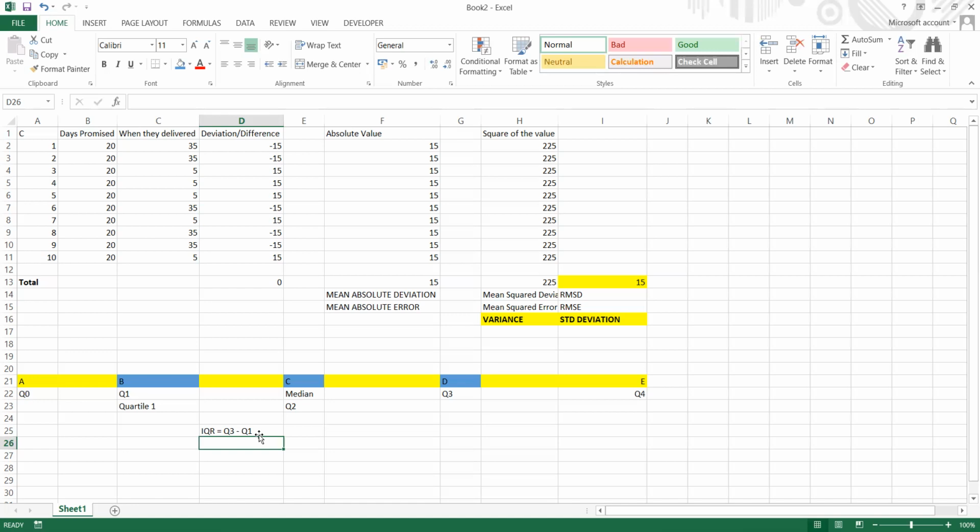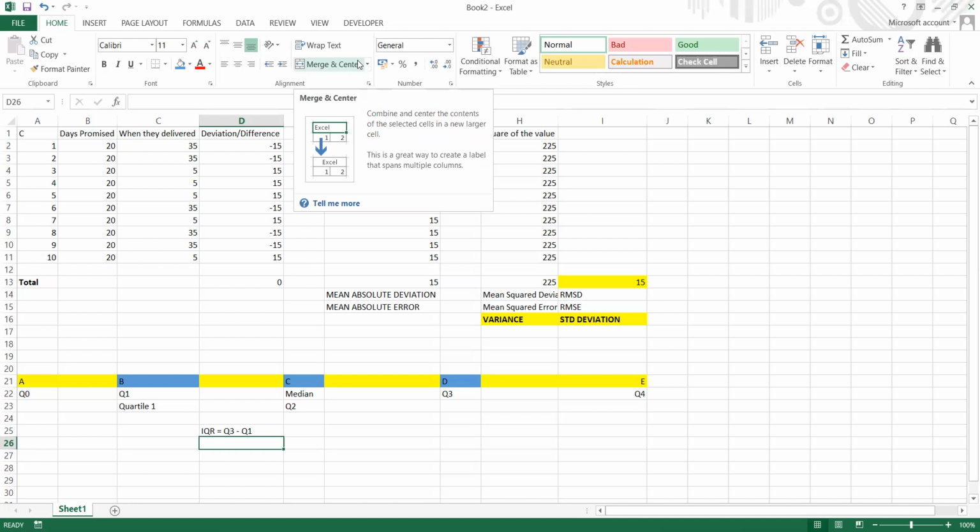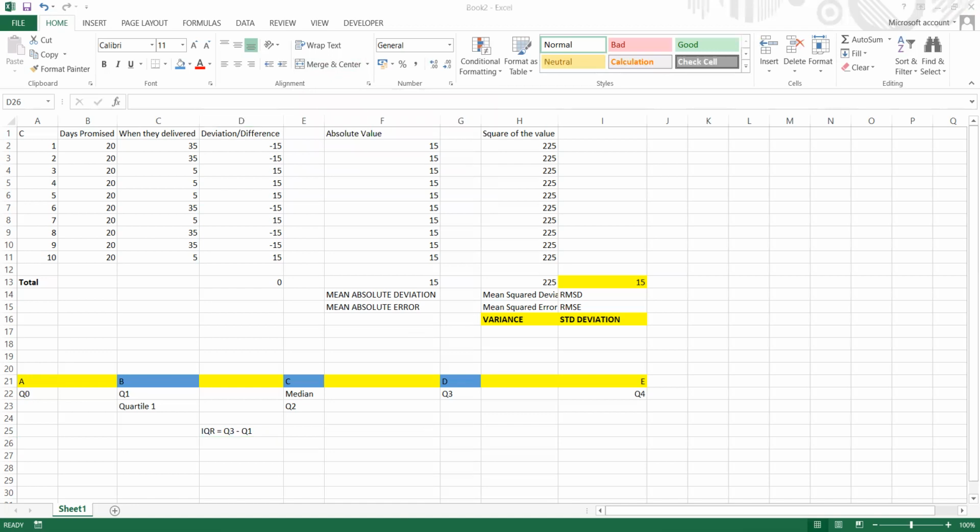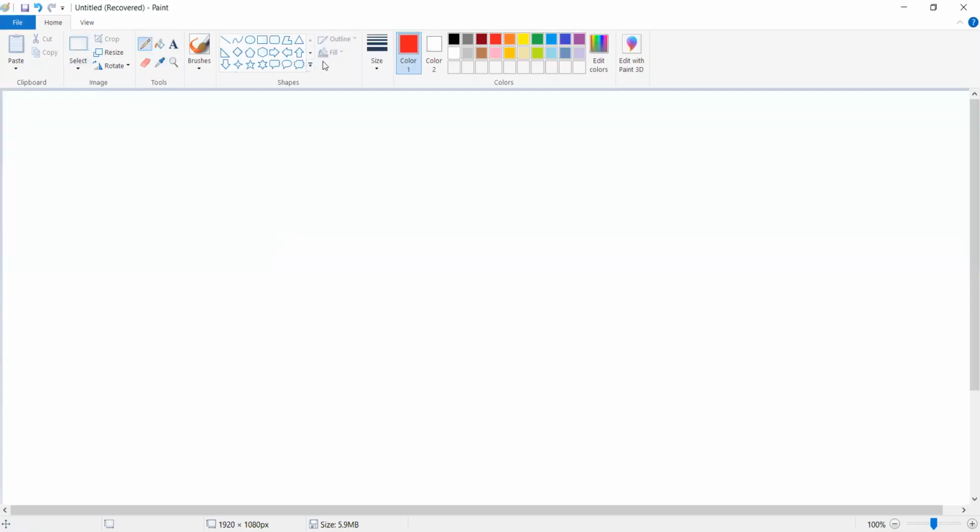Now, when you calculate interquartile range, then we plot a graph. There's one important graph that we'll do, which is called a box plot. We'll just talk about it for today and we'll end. We'll take an example next class we meet. Okay, so let me open Paint and talk about it.